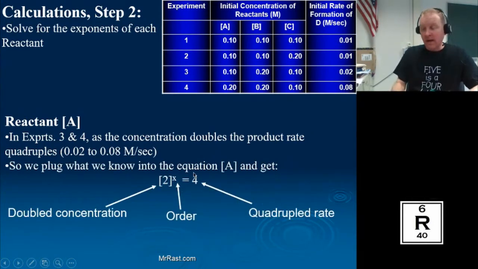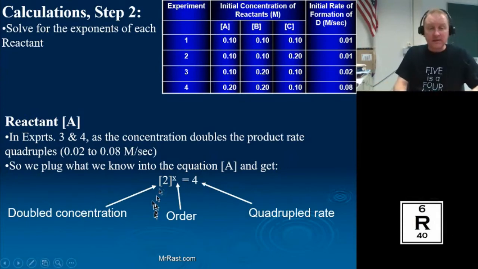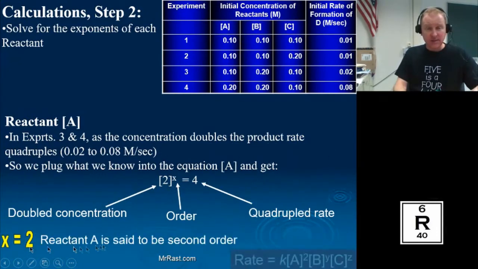So how do we plug this in mathematically? Well, we say that the concentration doubled for them and the rate quadrupled. The order of the reactant is the exponent. So 2 to what power is 4? And you should be able to figure out that 2 squared, or 2 to the second power, would be 4. That means that A is a second order reactant.